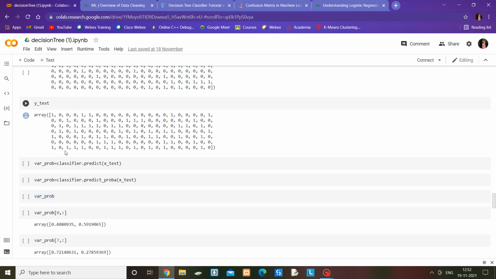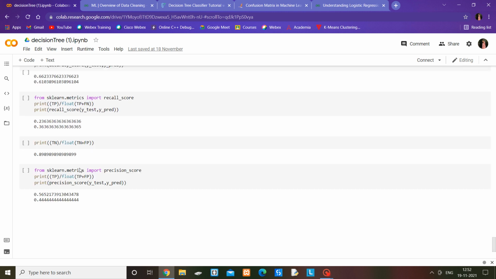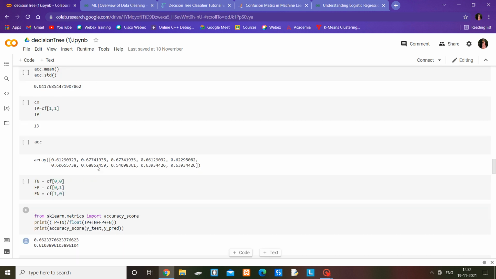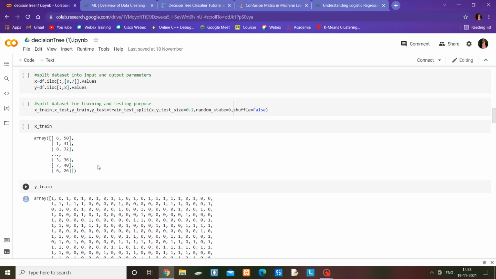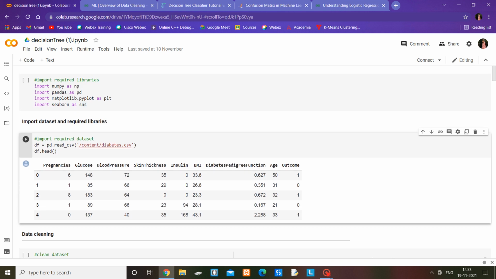So this is the output regarding this, and we also saw the confusion matrix already. So this is the whole implementation covering data cleaning, the decision tree model, the confusion matrix, and logistic regression in our program. So thank you for watching.